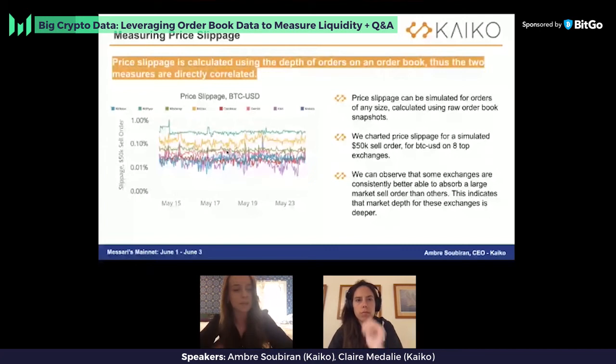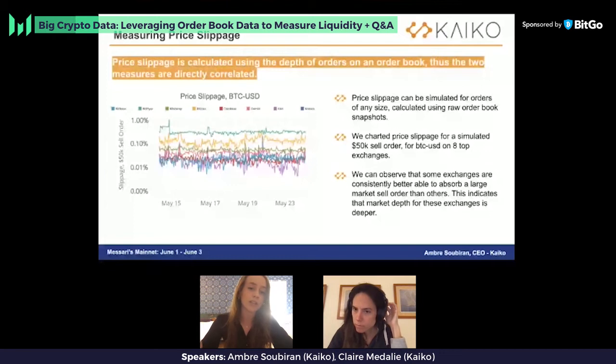So we have price slippage for a $50,000 sell order. When you're calculating price slippage for a sell order, you're running this fake order through the bid side of an order book, because a sell order refers to the price taker or the market order that is being placed. The market order is filled by the limit orders on the order book, and it's filled by bids. So we calculate this sell order by running this imaginary order through a real order book snapshot.